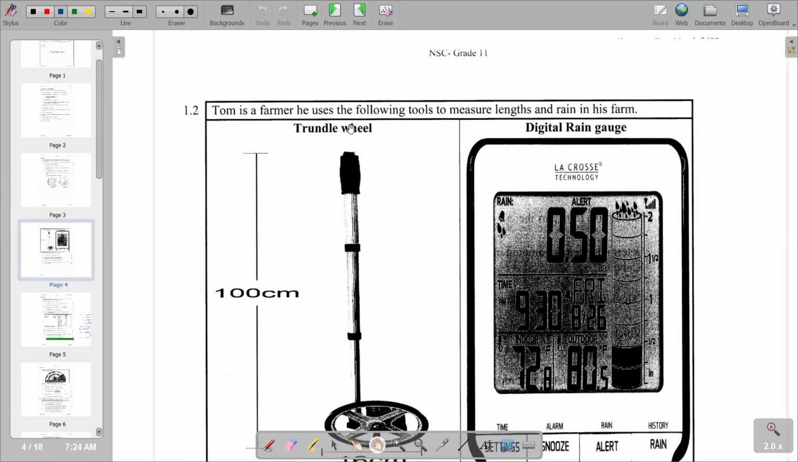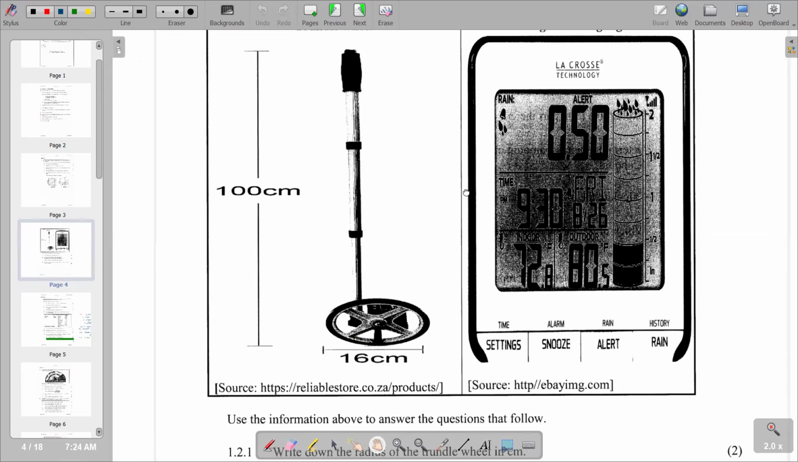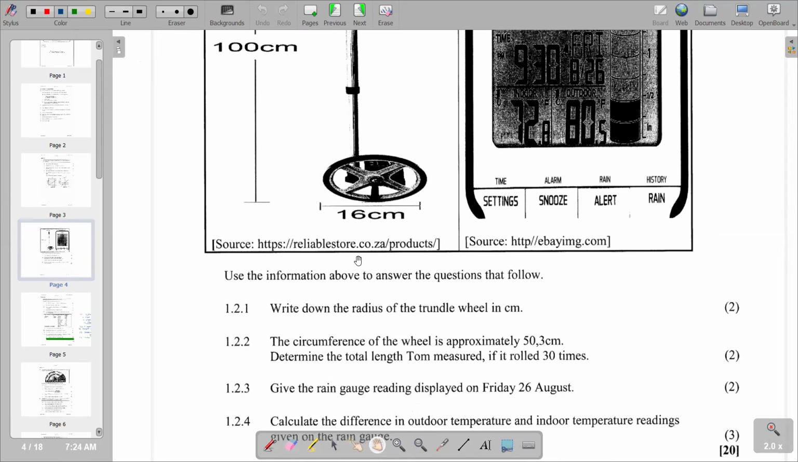Tom is a farmer. He uses the following tools to measure length and rain on his farm. We are given the tundra wheel, and then we are given a digital rain gauge. Beneath that, it says use the information above to answer the questions that follow. On 1.2.1, write down the radius of the tundra wheel in centimeters.